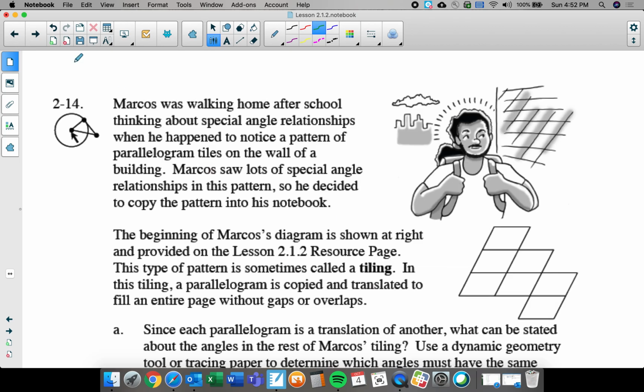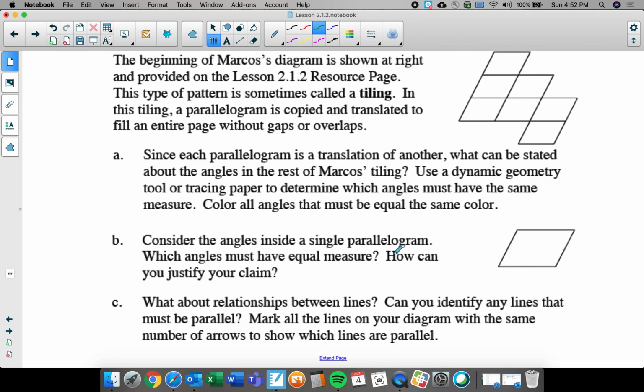Okay, so if I take a look back now, it says consider the angles. Which angles must have equal angle measures and why? So what's the relationship between the lines? Can you identify any lines that must be parallel?